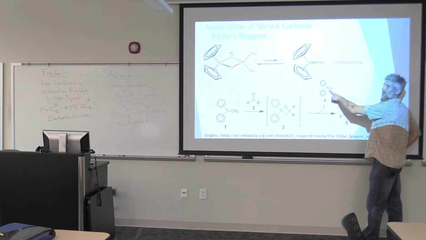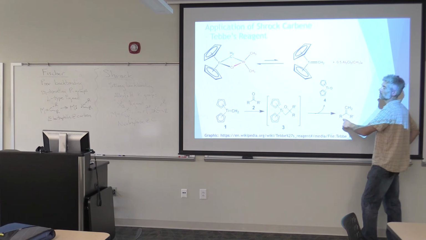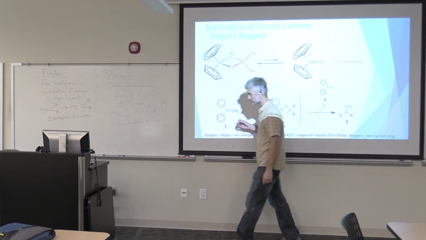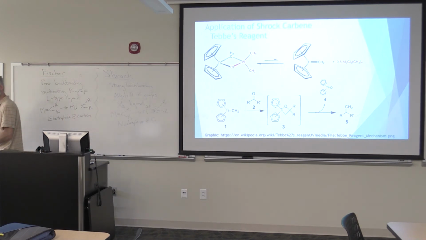You get spit out a titanium oxide material, and then you get what you want, the conversion of that ketone to a double bond, an alkene species in this case. So depending on what your R groups are off of that alkylidene, you can form different types of functional alkenes.